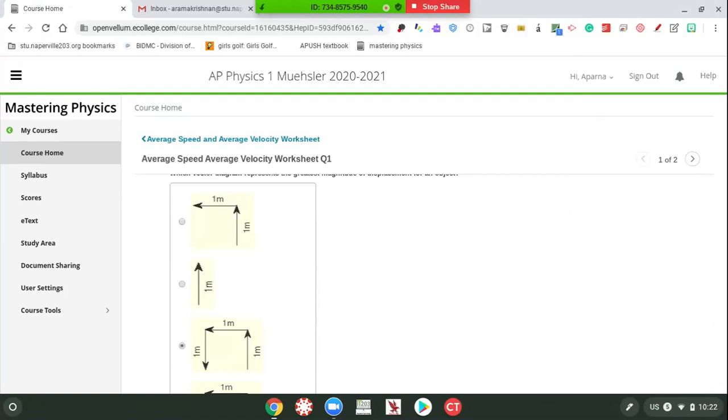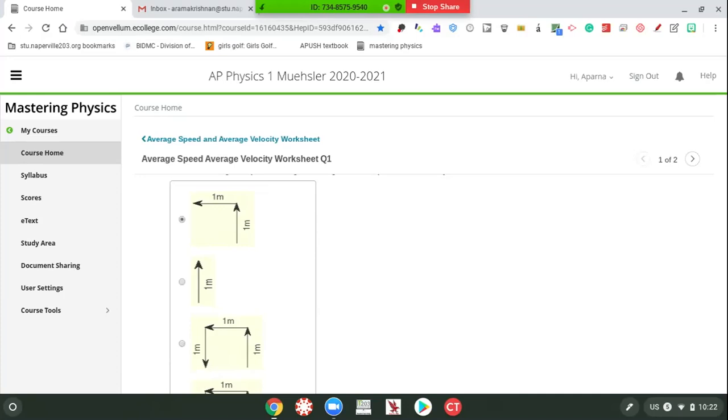Just share the screen. See, displacement is what? From the initial position, you have to go to the final position, right? This is the initial position. This is the final position. So you have to join the initial position to the final position. So this is the displacement. Okay. So this length is how much?